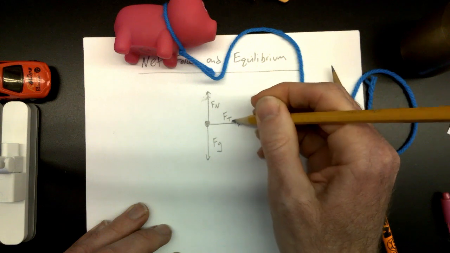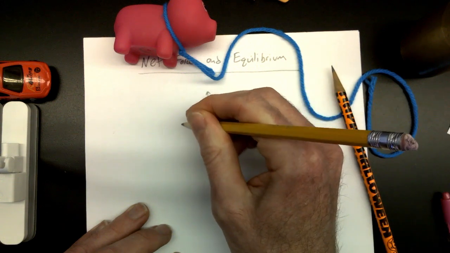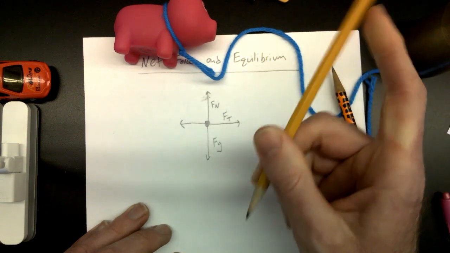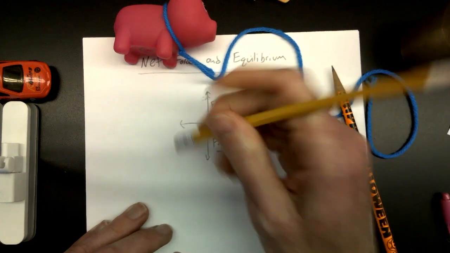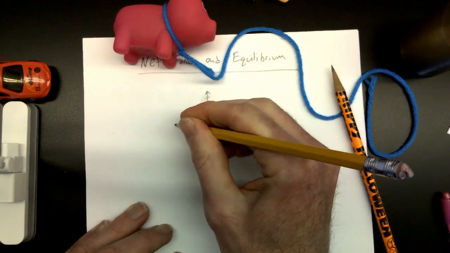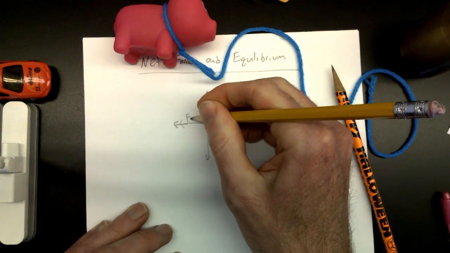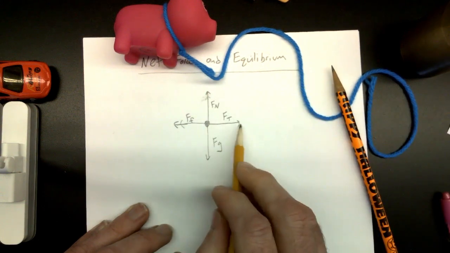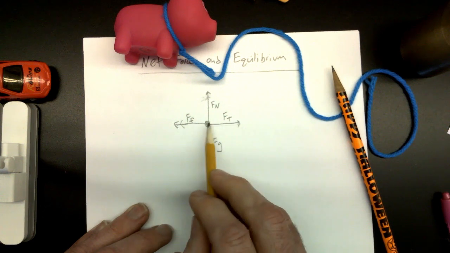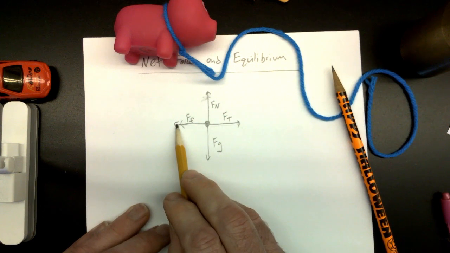Now I've got this tension going this way, which means I've also got a force going this way that needs to be equal in length. Boy, I'm not doing a very good job of that. There we go, that's a little bit better. So that I'm going to label as F with a little f for friction. Friction going that way. So I've got tension going this way, and I've got friction going that way.